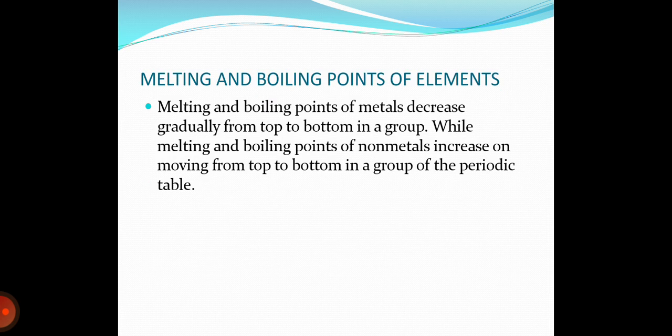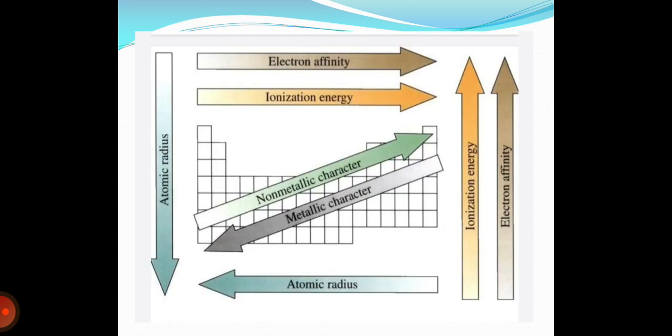Melting point and boiling point of the elements. The melting and boiling point of metals decreases gradually from top to bottom in a group, while the melting point and boiling point of non-metals increases on moving from top to bottom in a group of the periodic table. This will be the flow chart of the properties of an element.